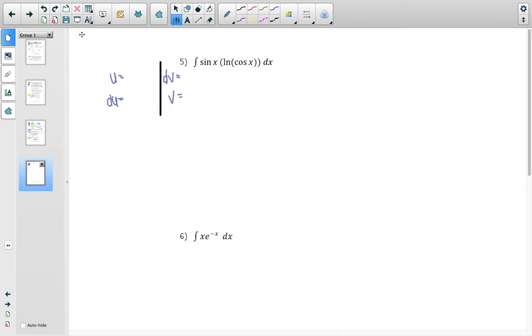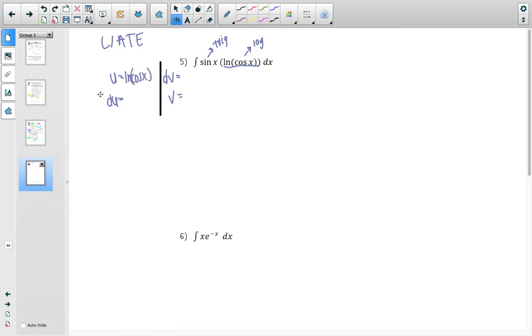All right, now that you unpause the video, let's go through this. This is a trig function. This whole thing is a log function, technically. All right, so since this is a log function, that's going to be your u. It's just really weird to have a trig function and a log function.